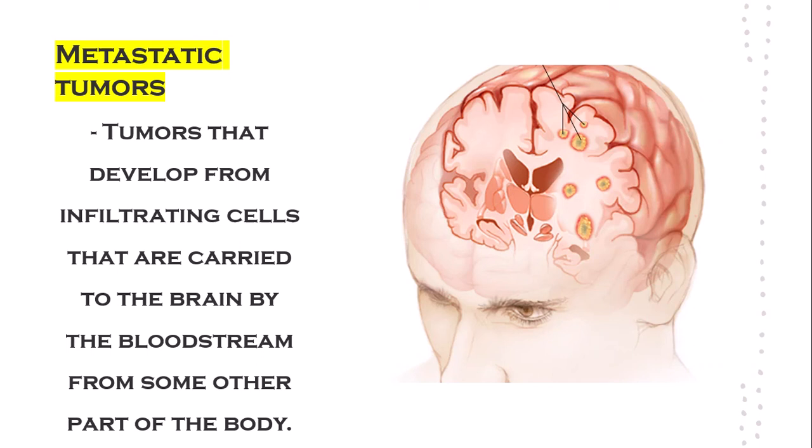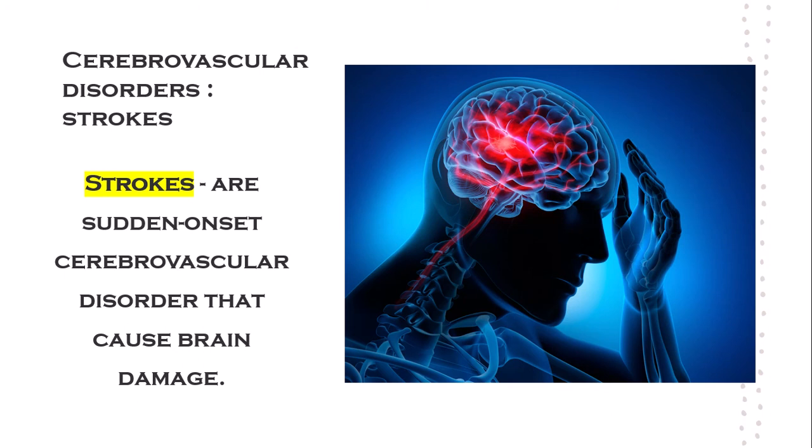So, let's move on to cerebrovascular disorders or strokes. Strokes are sudden onset cerebrovascular disorders that cause brain damage. A stroke occurs when the blood supply to part of your brain is interrupted or reduced, preventing brain tissues from getting oxygen and nutrients. Our brain cells begin to die in minutes.